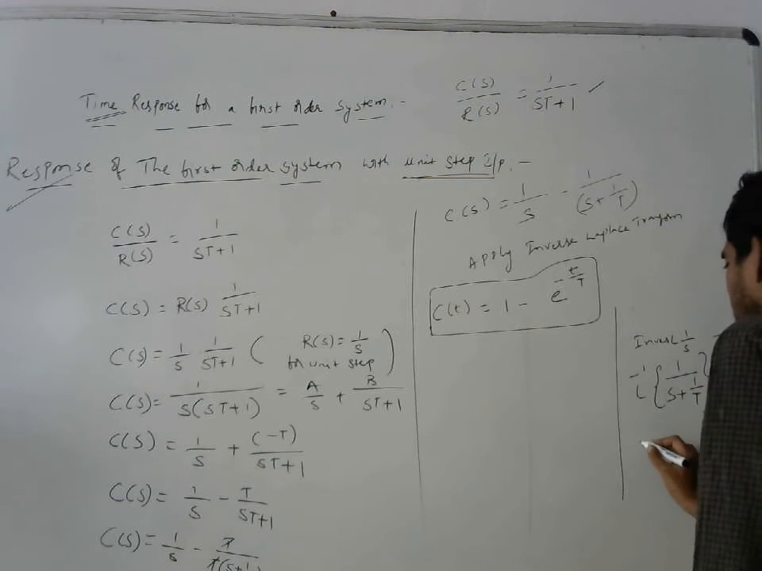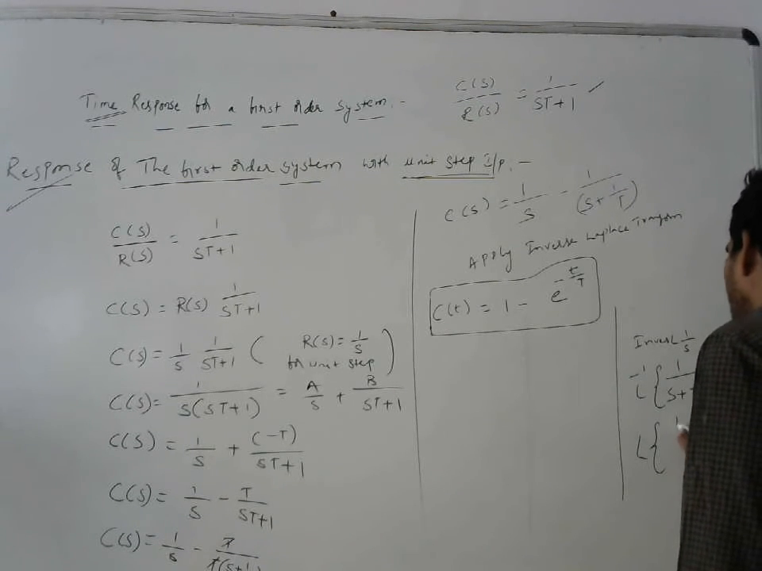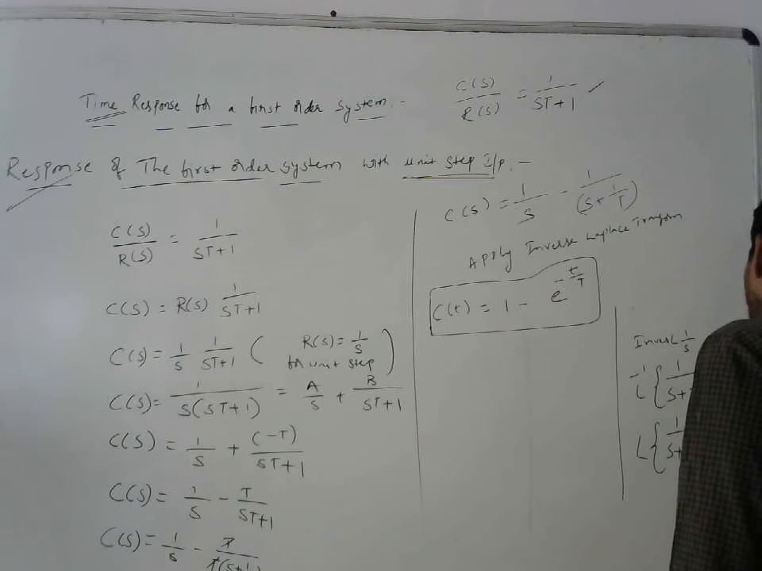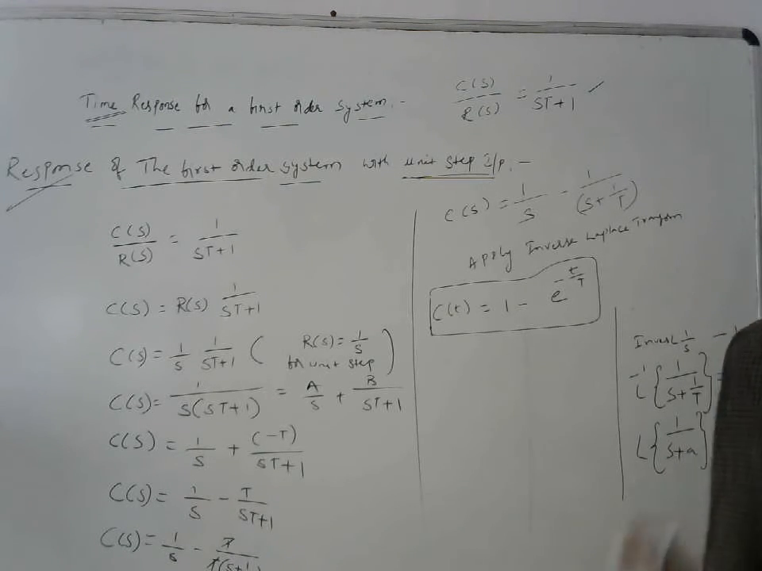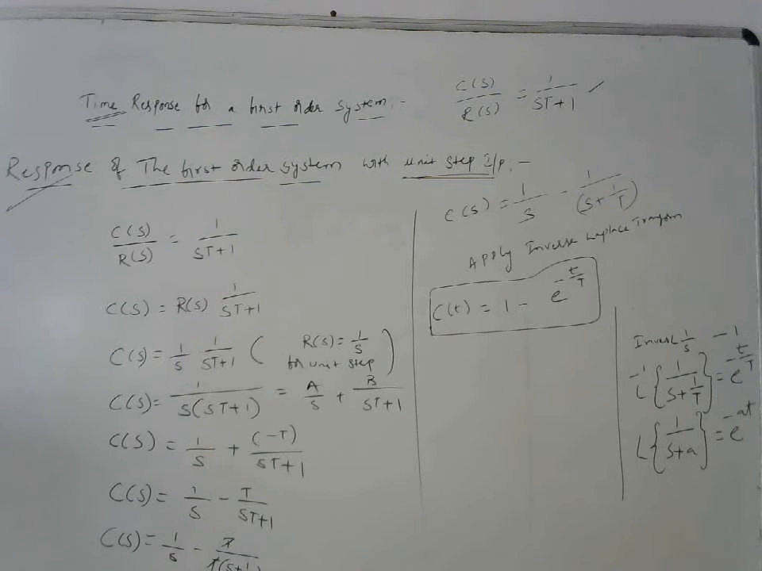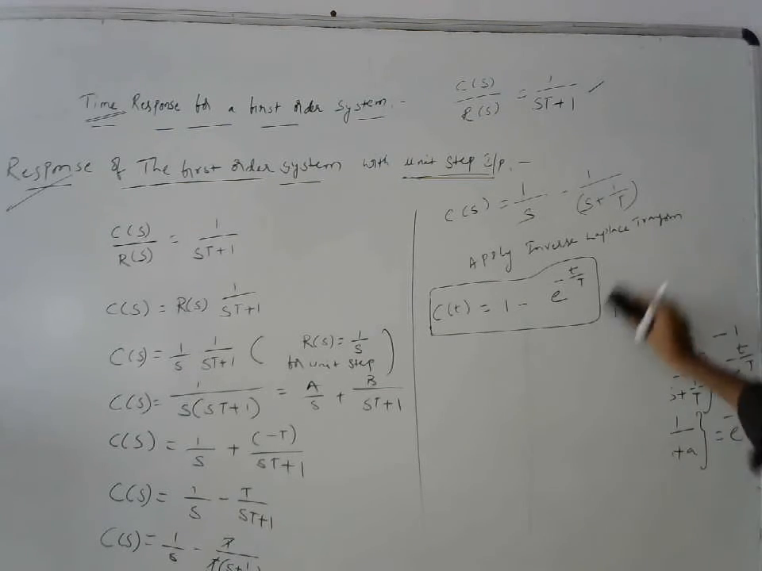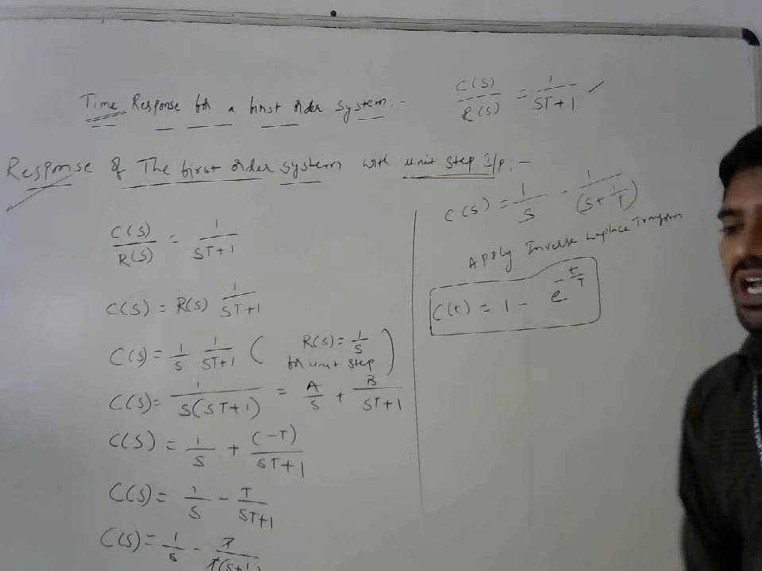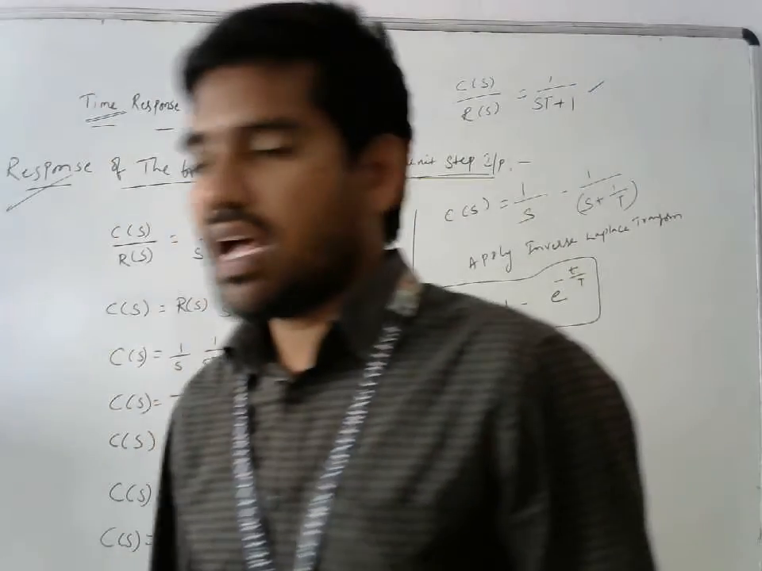Why? Because the inverse Laplace transform of 1 by s plus a is equal to e power minus at. In the place of a, we are having 1 by T. Right. All these are the formulas. We need to know that. Now, this is the final response of the system when we are applying the step signal.